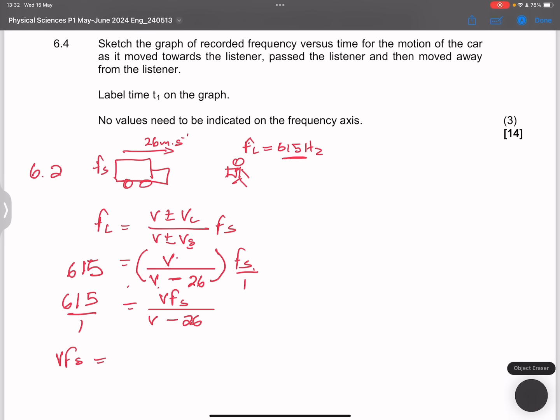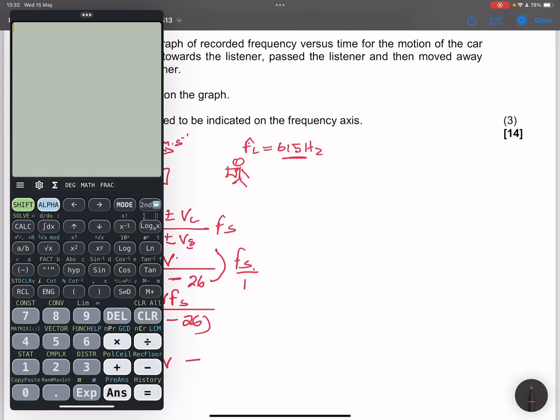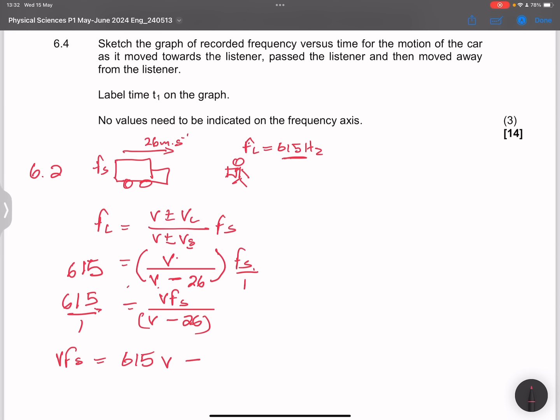So this would be 615 times, so 615V minus, okay, 615, remember we are multiplying this entire thing by 615. Right, so in this case, I've got 615 times 26. Okay, let's do 615 times 26. That gives me 15990. Right, I'm going to leave that as my equation 1, ladies and gents.